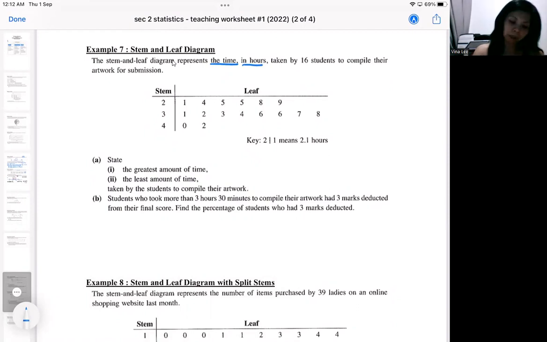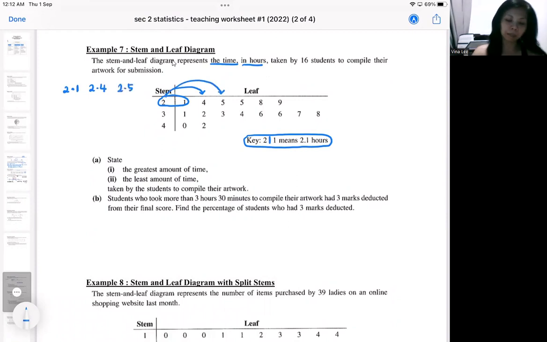There is a key to tell you how to interpret the stem and leaf. If it's 2:1, it means 2.1 hours. So that means you look here. There's a student who took 2.1 hours, another student who took 2.4 hours, another who took 2.5 hours. So basically the stem is being repeated. We keep repeating the stem.